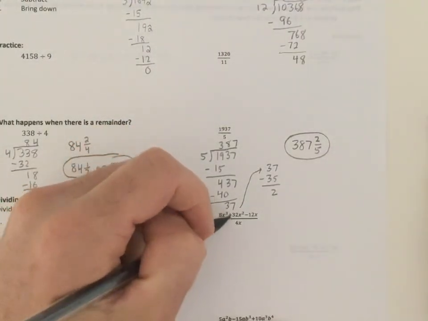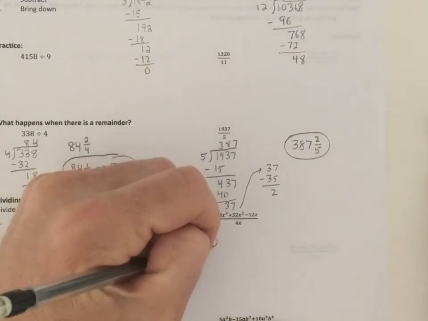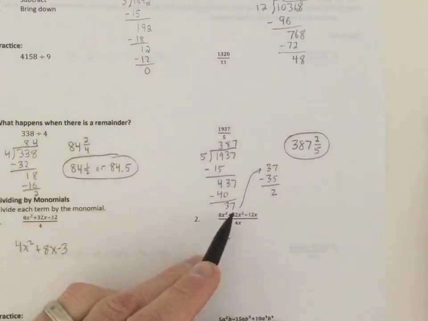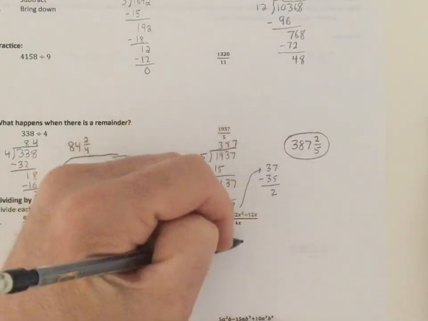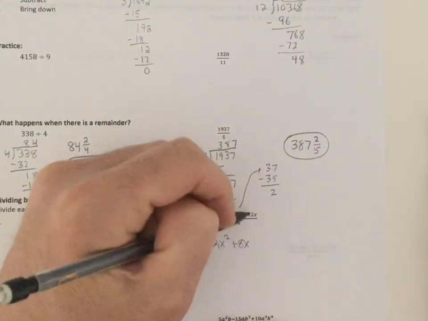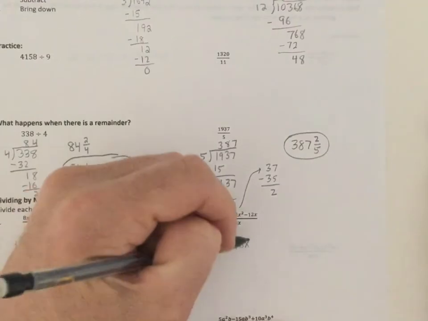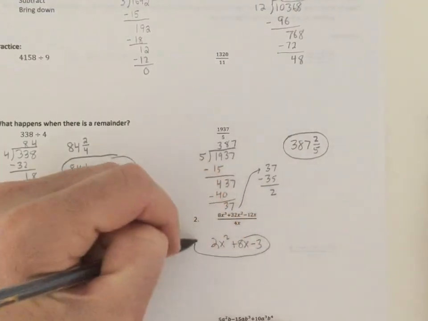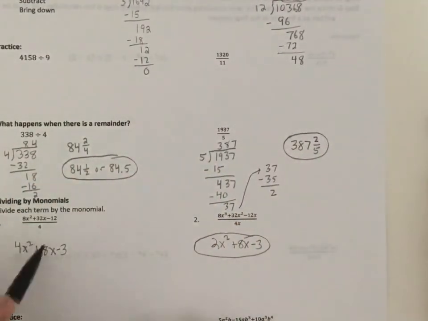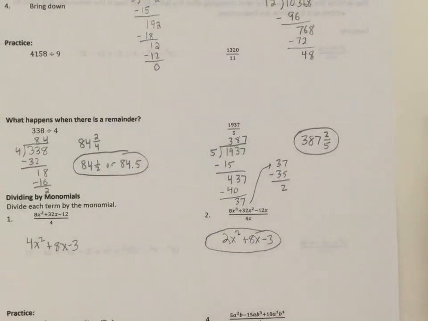So 8x cubed divided by 4x is 2x squared. 32x squared divided by 4x is 8x. And then negative 12x divided by 4x is negative 3. So if you have a monomial, you can always look to just divide each term by it. If it doesn't work, then you have to look to factor like we did before break.